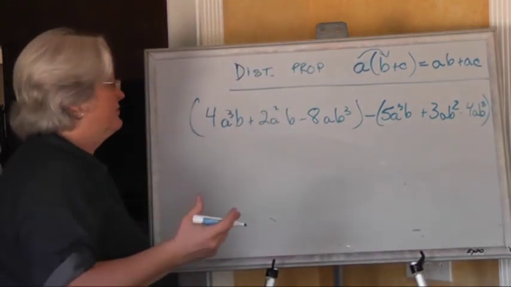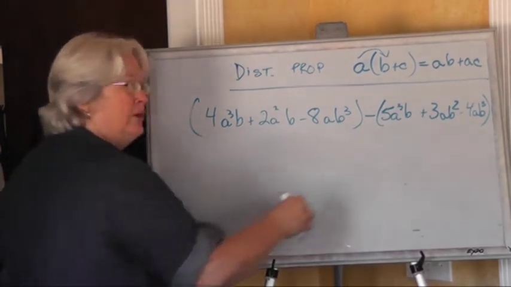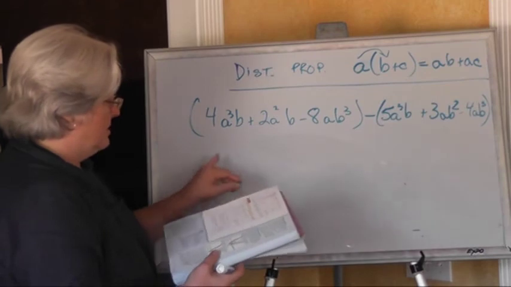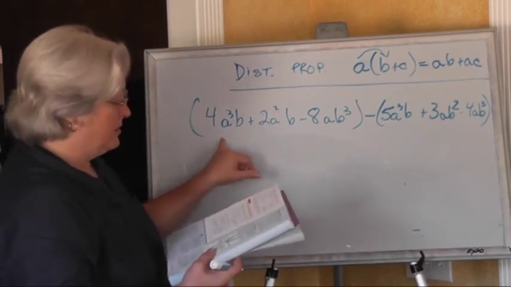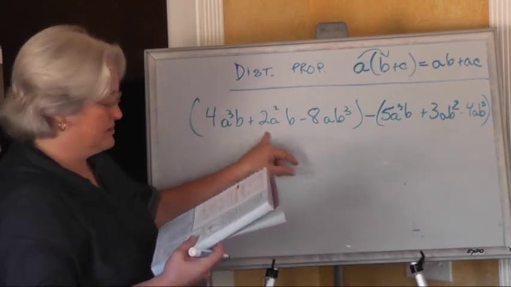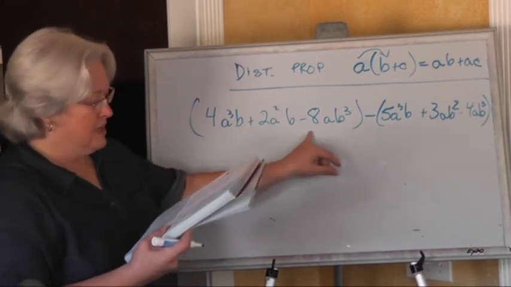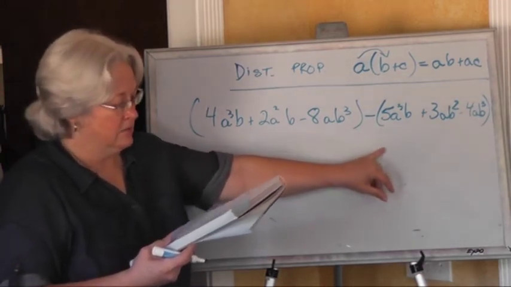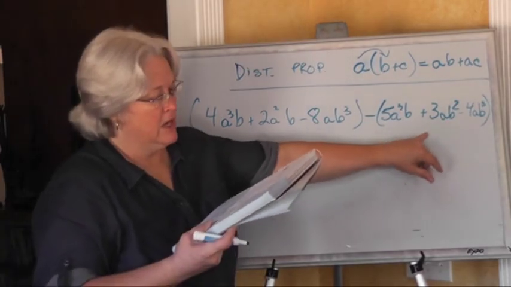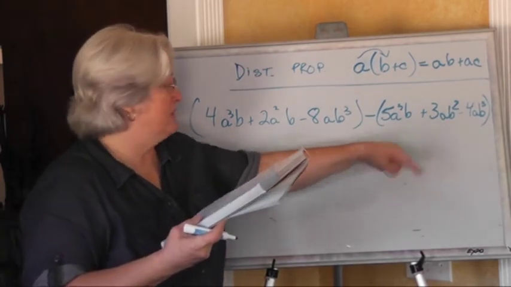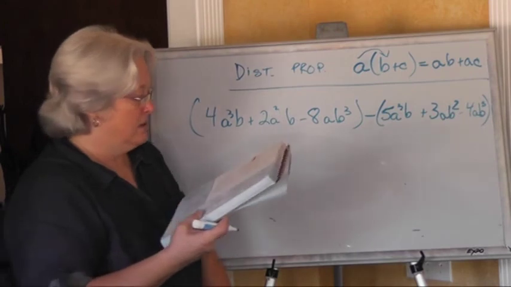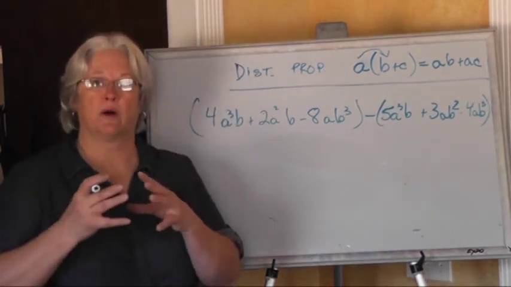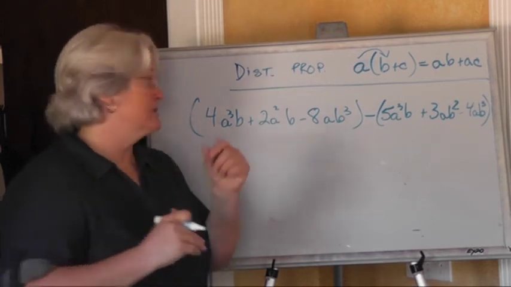Always take the extra few seconds to go back after you've written the problem. Make sure you've written it down correctly. So I have 4a cubed b plus 2a squared b minus 8ab cubed minus 5a cubed b plus 3ab squared minus 4ab cubed. Okay, remember, order of operations says work inside the parentheses first.